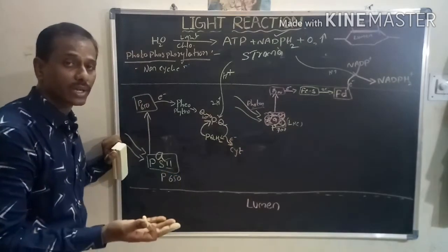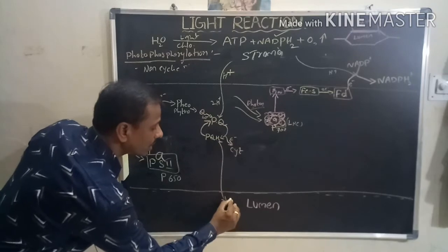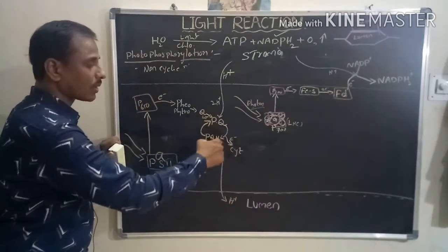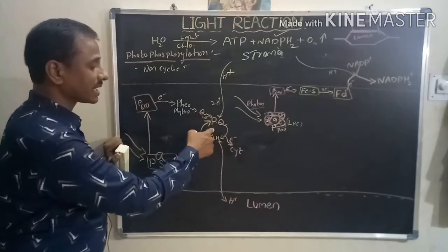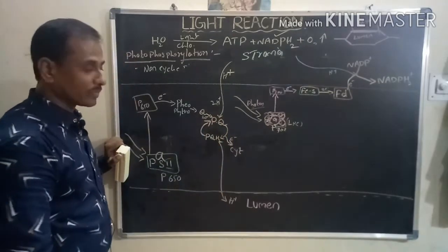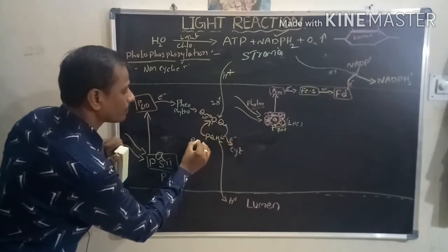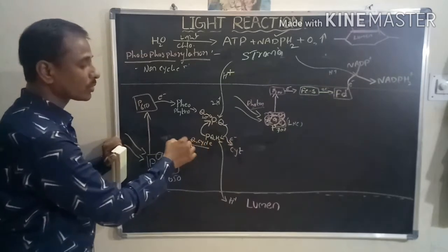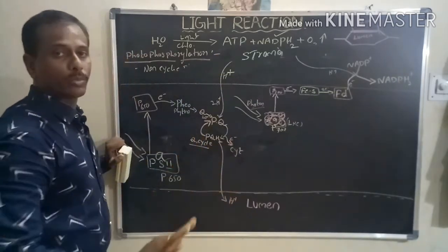What about the hydrogen ions? These hydrogen ions enter into the lumen. This process is called the quinone cycle. When the quinone cycle takes place, 2 protons are transported to the lumen. See, this part is called the quinone cycle. This is the quinone cycle. We transport the H plus ions from the stroma to the lumen.